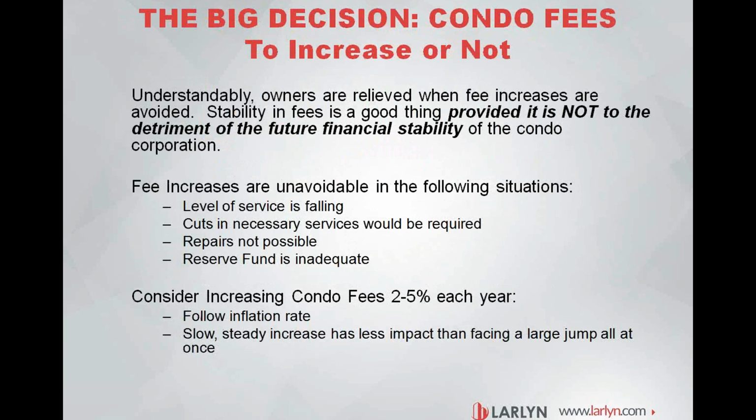So the one thing you want to avoid is being favorable and not increasing condo fees for a period of 3, 4, 5 years, continuing to tighten the belt, and then being put in a situation where they have to go up 8 or 10%. It's always best to do little bits at a time and follow the inflation rate than to have a big jump.